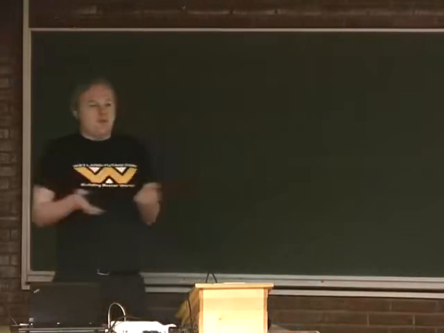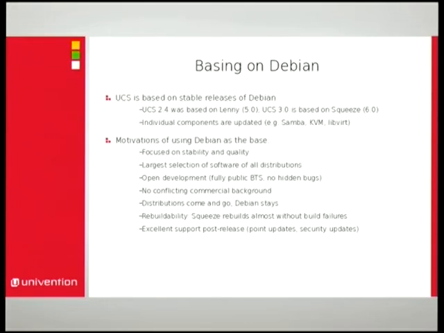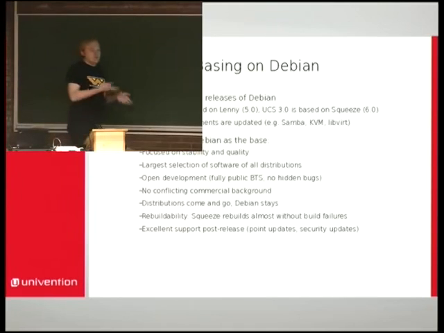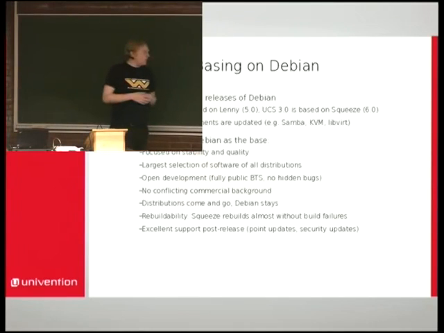Another important reason is that Debian is more than 18 years old. So we've seen many distributions come and go, while Debian has always been with us, and it's thriving and ongoing. So there's no indication that Debian will go away in the next 10 or 15 years. Otherwise, we would need to select a different distribution to base on.